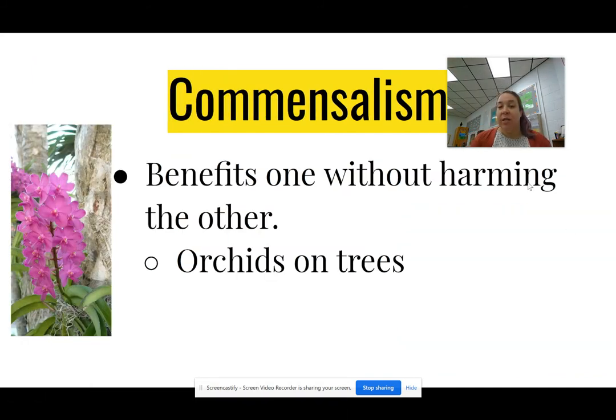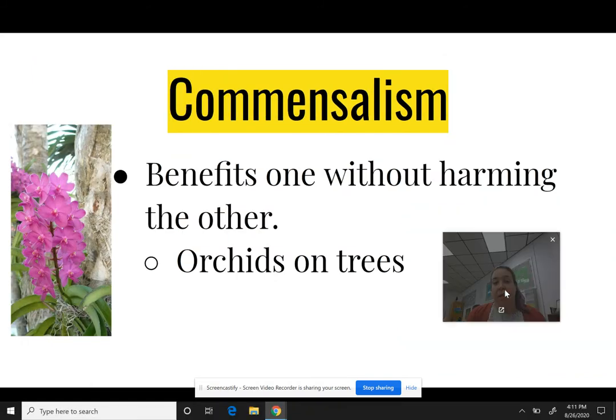All right, our next one is commensalism. And commensalism is another type of symbiotic relationship, like I've said about 50 times. Except this one benefits and the other one is unaffected. It doesn't really harm the other plant, but it does really help the one organism. So for this instance, we're going to talk about orchids, and orchids are often found in rainforests.